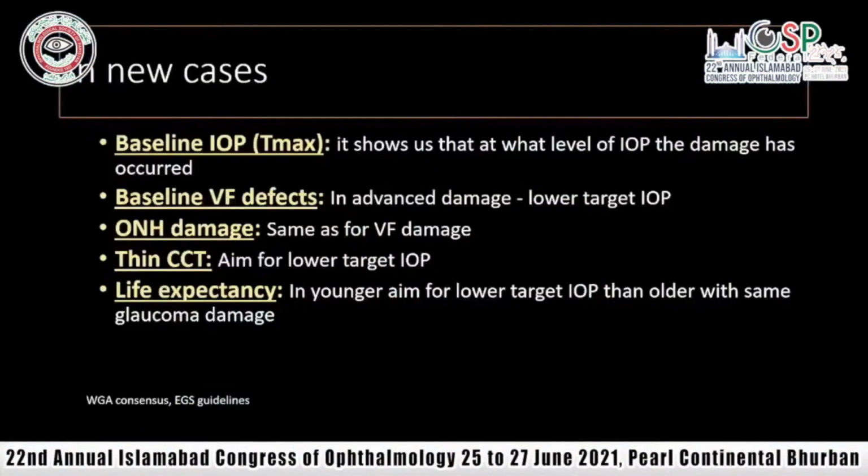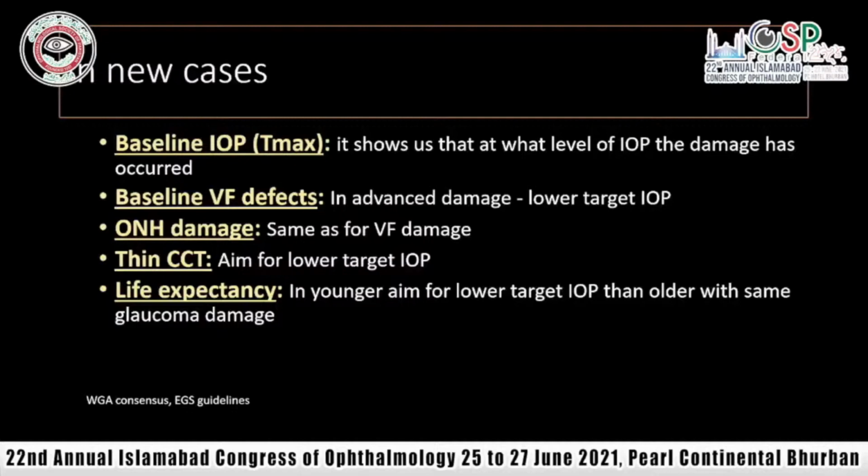Now, the same is true for the baseline visual field defects. If you have a new patient and he has advanced glaucomatous damage, then you should always aim for a lower target IOP. The same is very true for optic nerve head damage. Thin CCT: if you encounter a patient with glaucoma who has a thin CCT, we should aim for a lower target IOP. Then life expectancy.